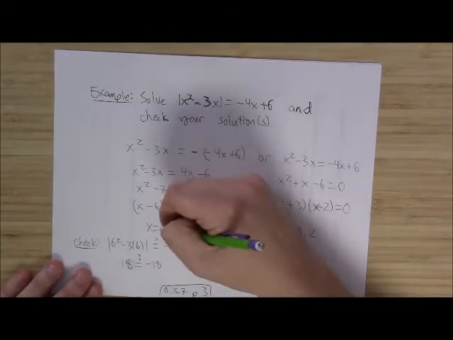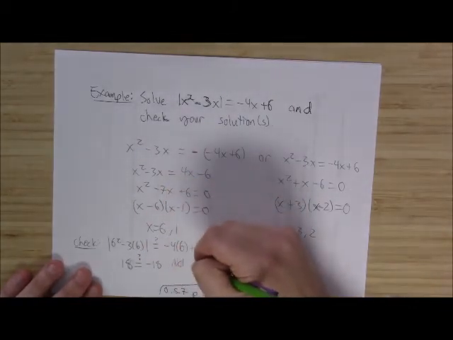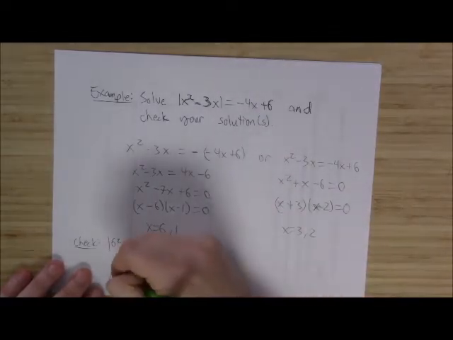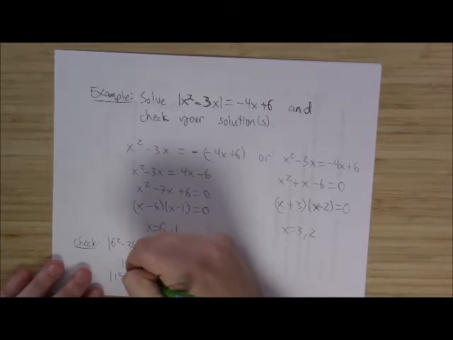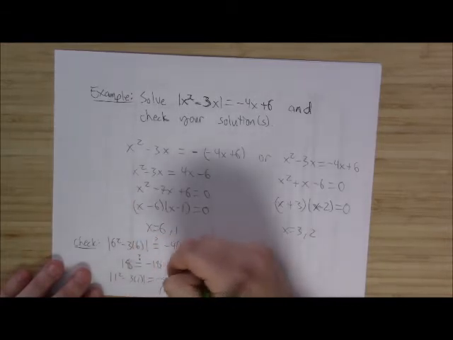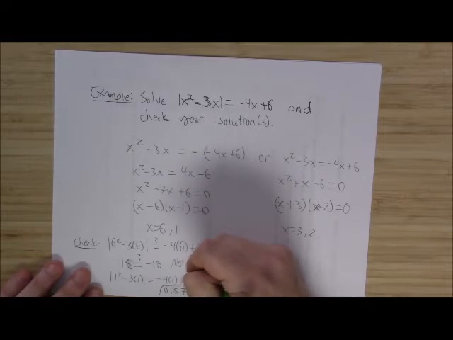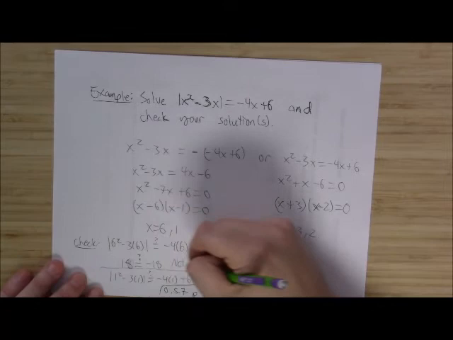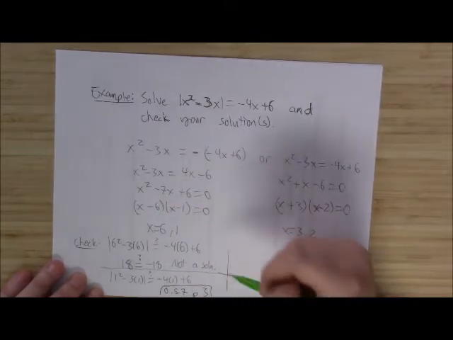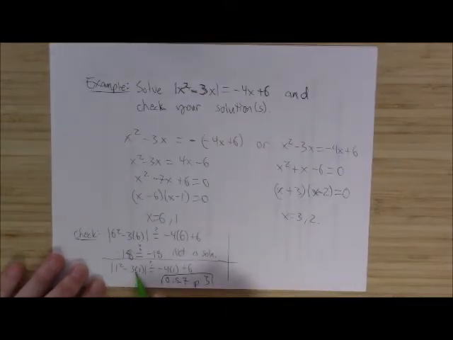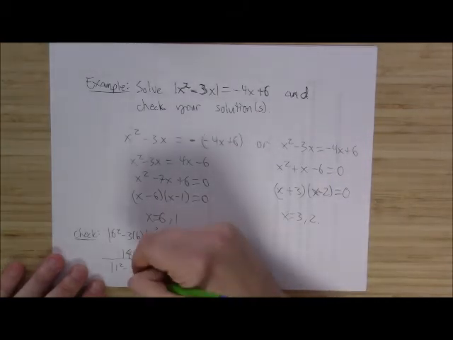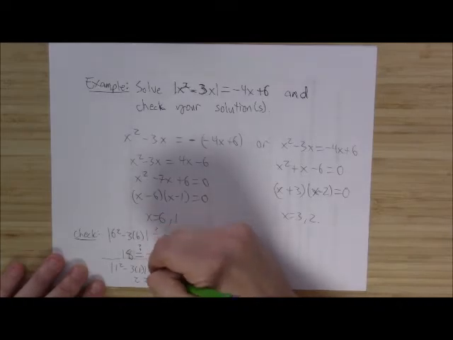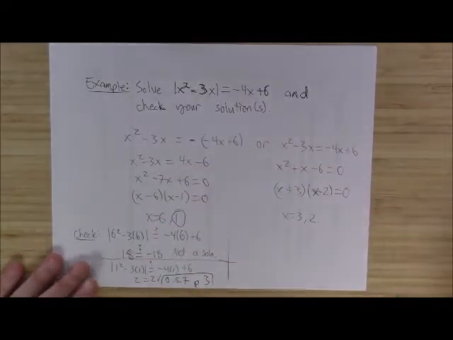So this is not a solution. What about 1? If we plug 1 in, we get the absolute value of 1 squared minus 3 times 1 equals negative 4 times 1 plus 6. Is that a solution? Yeah. Here, 1 minus 3 is negative 2. The absolute value of negative 2 is 2. Here, on the other hand, we have negative 4 plus 6, which equals 2. So that is a solution. So 1 is a solution.